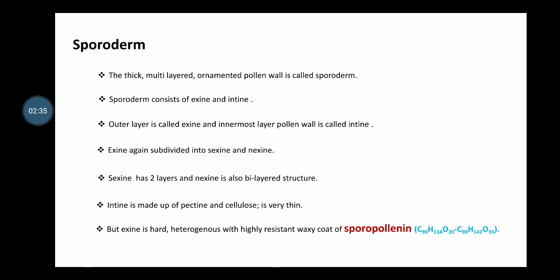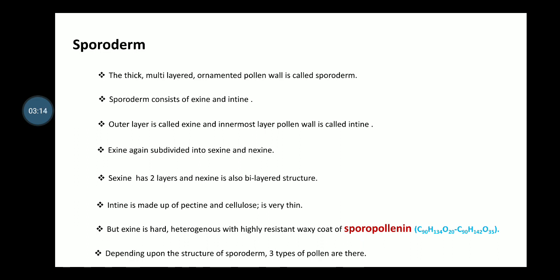Sporopollenin is a chemical whose empirical formula ranges from C90H134O20 to C90H142O35. So that is a range basically, and this sporopollenin is a very hard structure that protects the pollen from any type of desiccation, and even during the fossilization process the sporopollenin protects the structure of pollen.